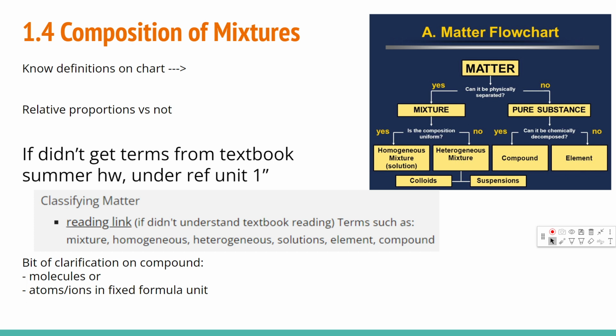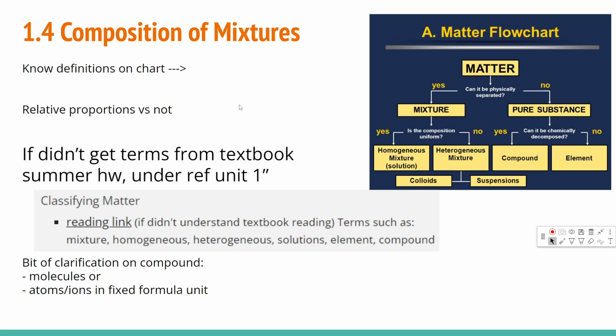One of the charts is this flow chart here, and then the other chart as well. Knowing the definitions of all these things is important. You did read about them in the summer homework, but if you still want more clarifications on those definitions, then you'll want to check under the references under Unit 1. There is a reading link, and it talks about these particular terms in case you are confused. Also know relative proportions versus not.